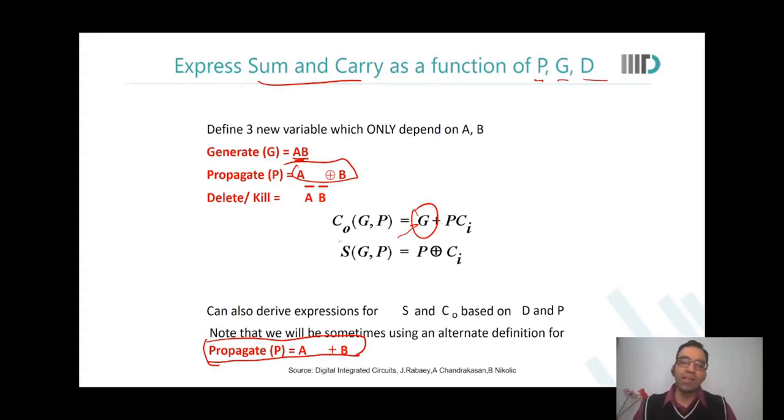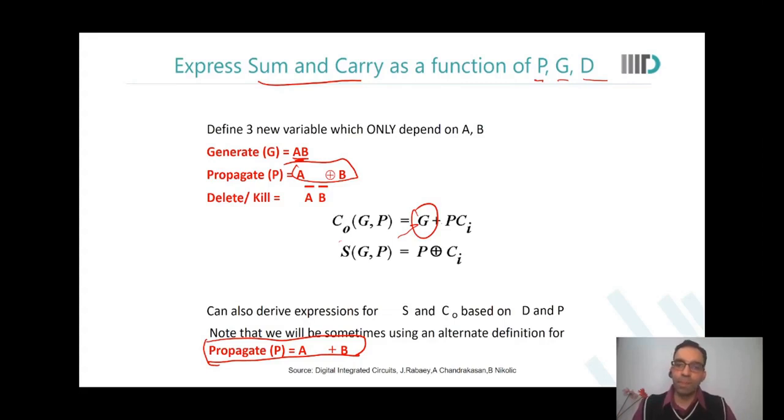But we said that even if we use the expression of A or B, C naught and S will not be different given this expression. C naught is equal to G plus PCI, and S is equal to P XOR CI. So these two outputs will still remain the same even if I use propagate as A or B. But an OR gate is much simpler than an XOR gate. Yes, sir. That is why. Okay, thank you.